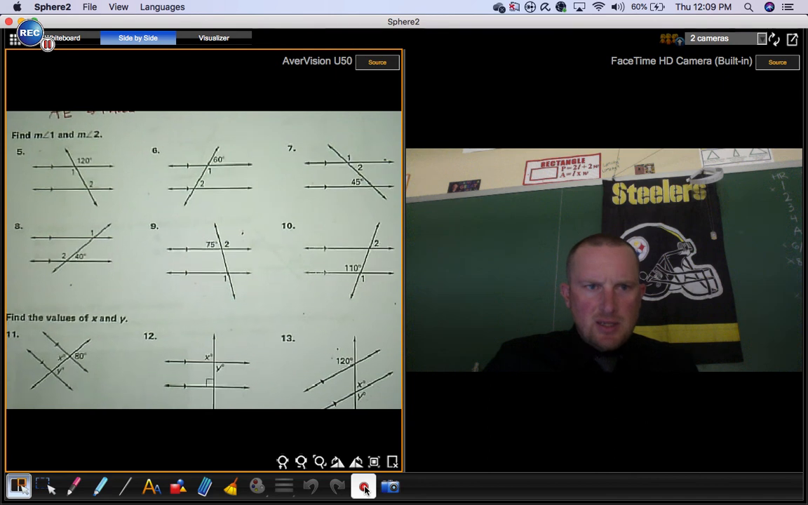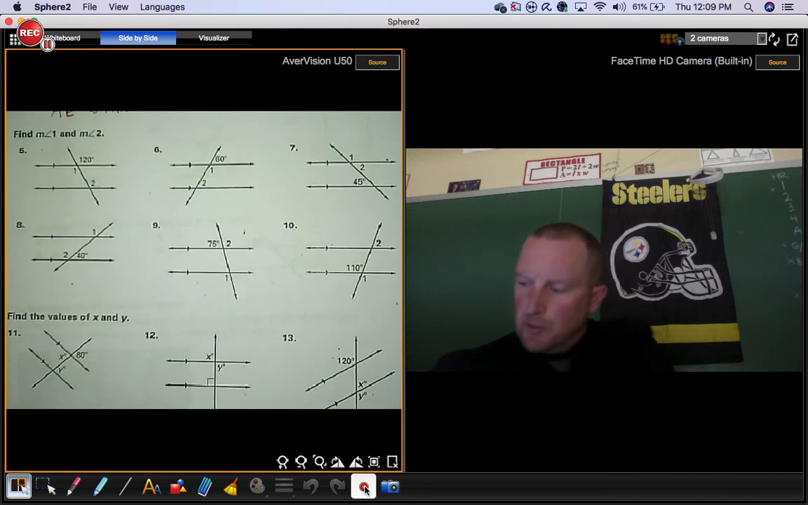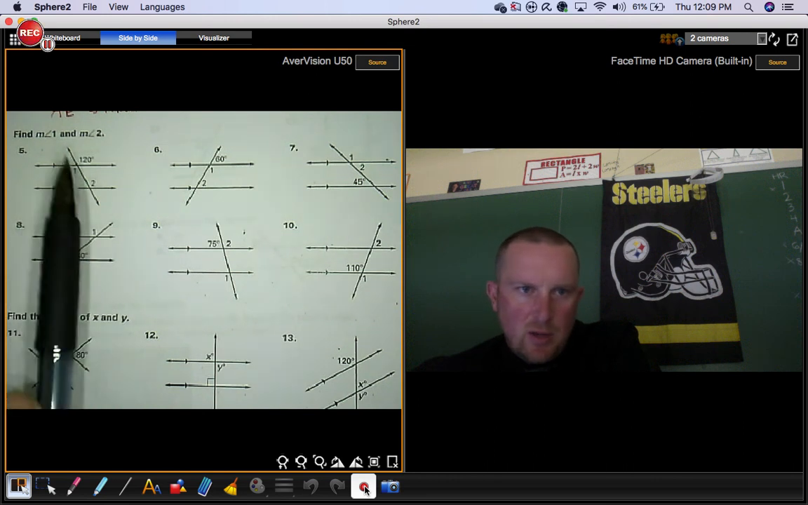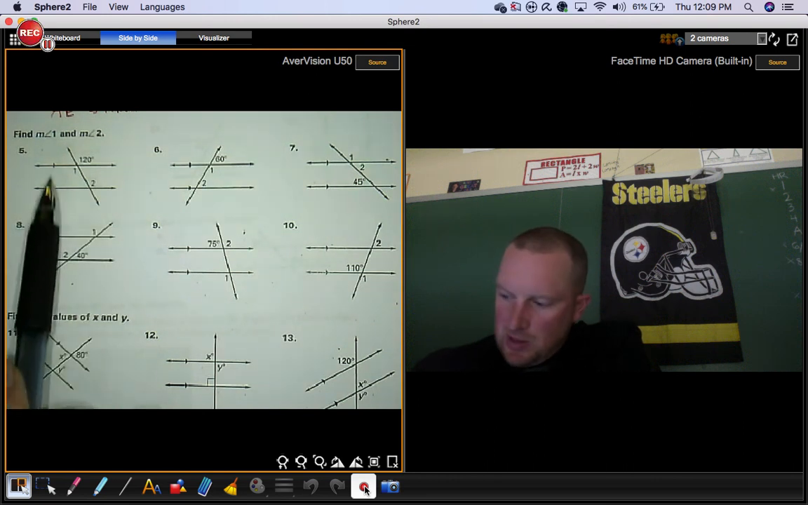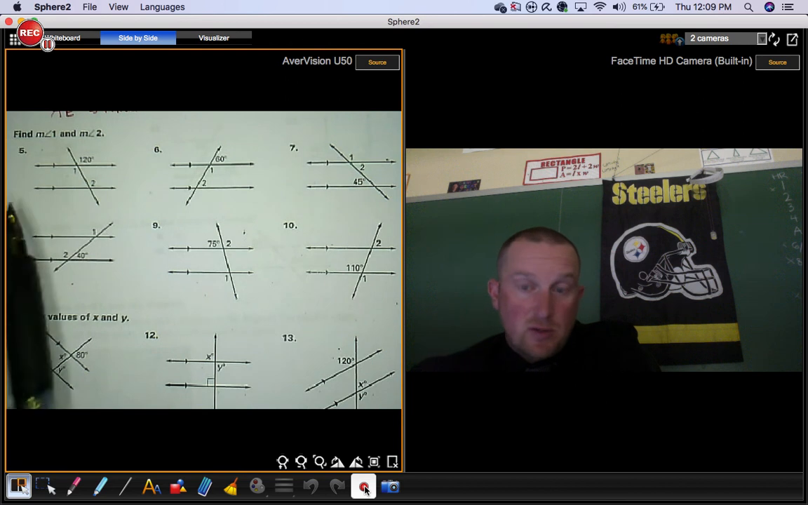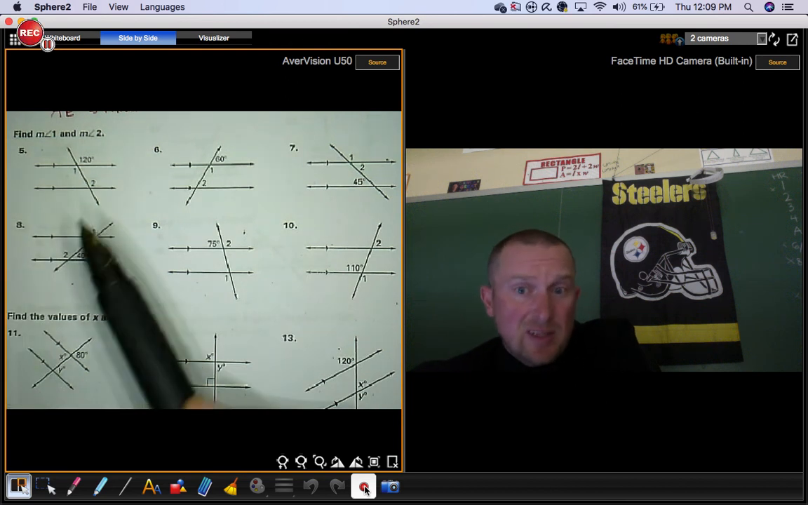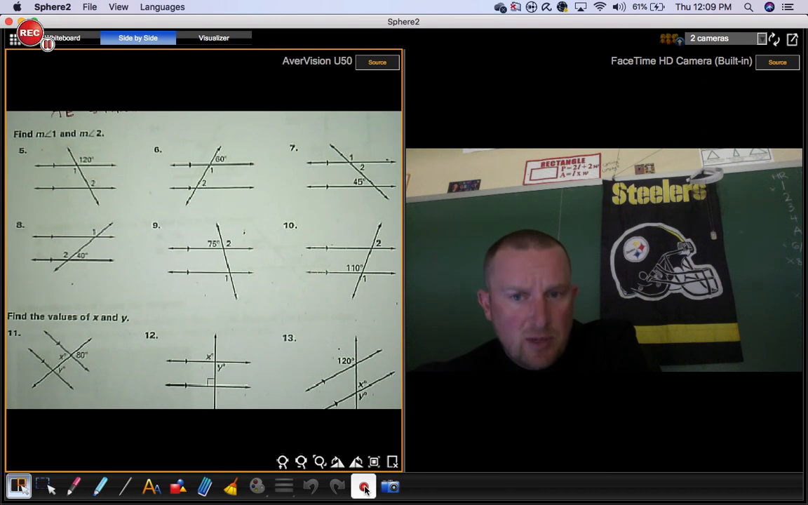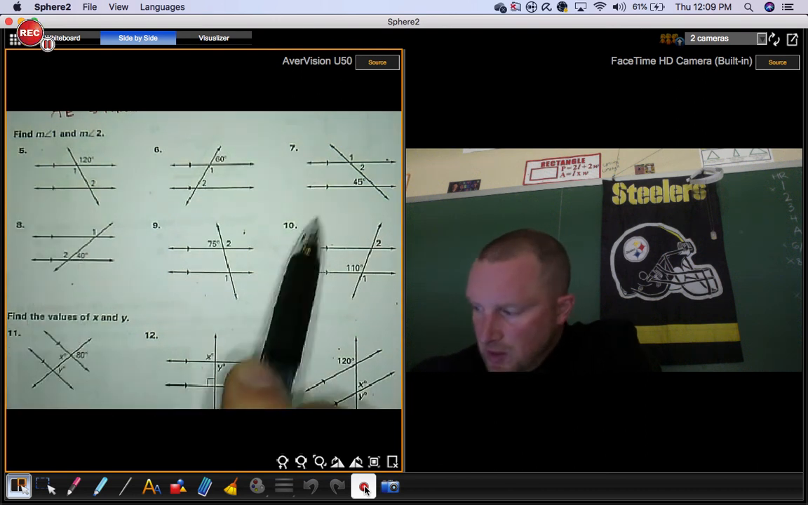Okay, next section we're going to find the measure of angle 1 and angle 2. In all of these diagrams you have 2 parallel lines and you have a transversal. So the parallel lines are indicated by those little marks there. If you don't see those marks, the lines aren't guaranteed to be parallel. And if they're not parallel, you're not going to be able to solve for any of these angle measures. So having those marks there is essential.